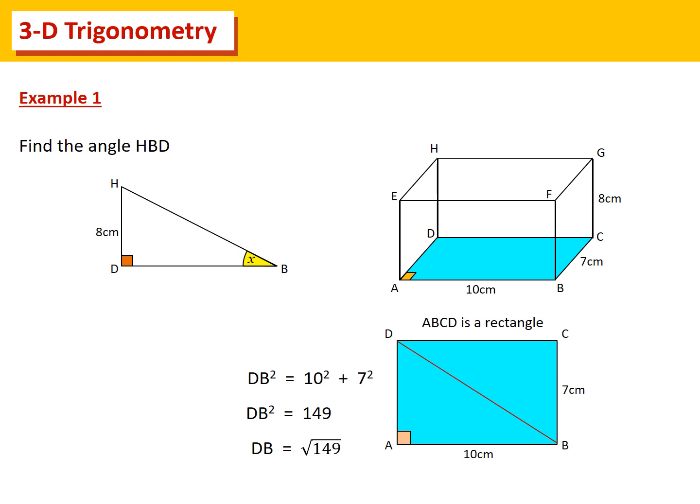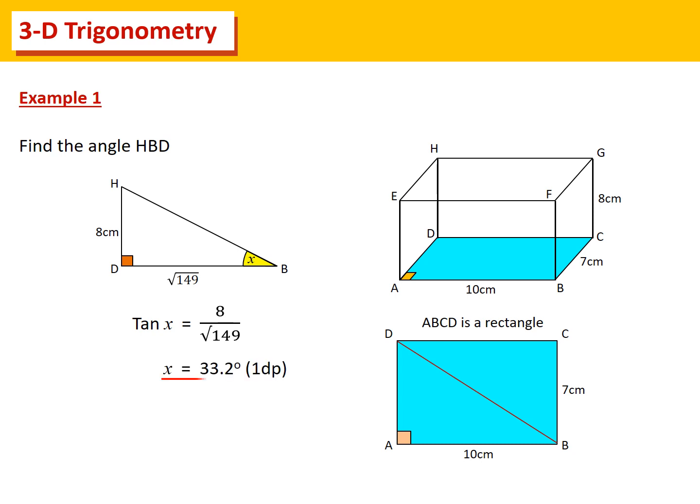We then put DB back into our triangle, and therefore we're going to be able to find X using SOHCAHTOA. So tan X is opposite over adjacent, so that's 8 over the square root of 149, and that gives us an angle of 33.2 degrees.